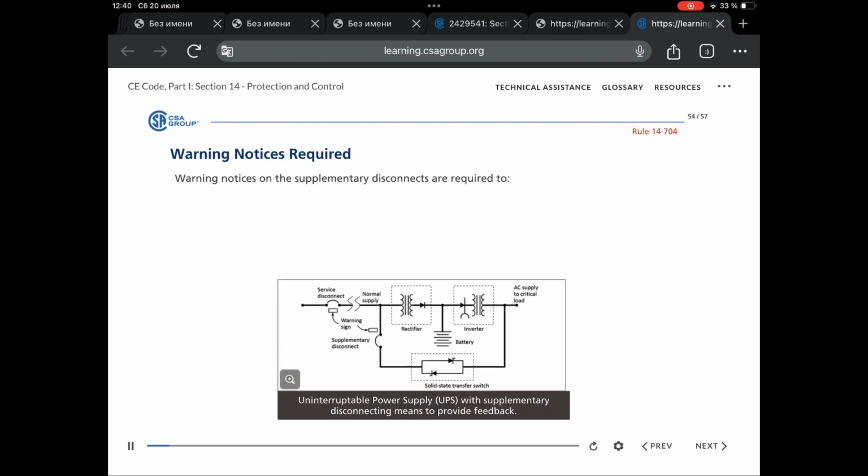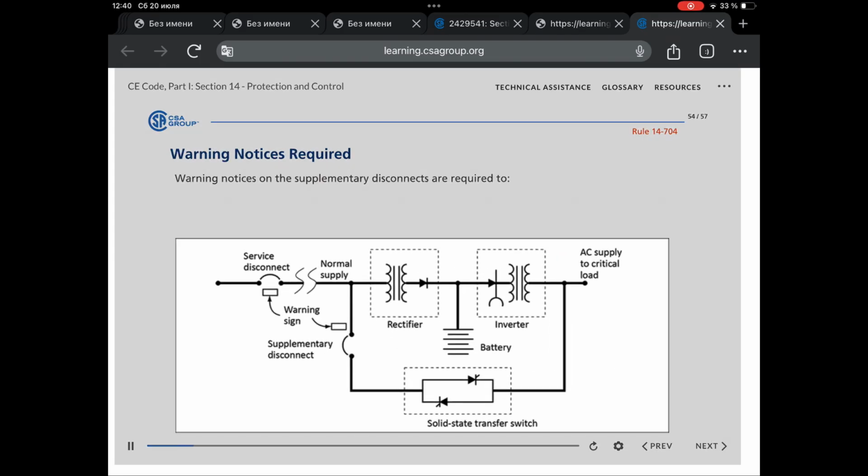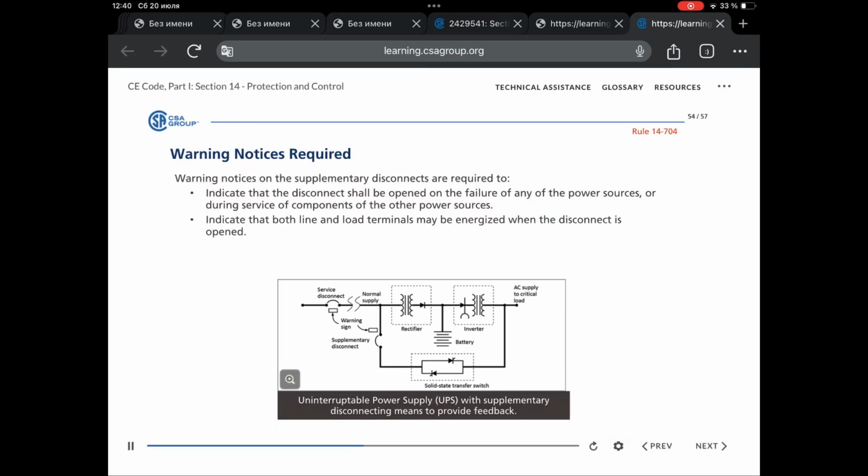To ensure the safety of personnel operating or working on systems with solid-state devices, 14-704 requires that the supplementary disconnecting means has a warning sign to indicate that the disconnecting means should be opened if power fails in any power source or before servicing any part of the circuits of the other power sources. The sign must also state that both the line and load terminals may be live, even when the disconnecting means is in the open position.